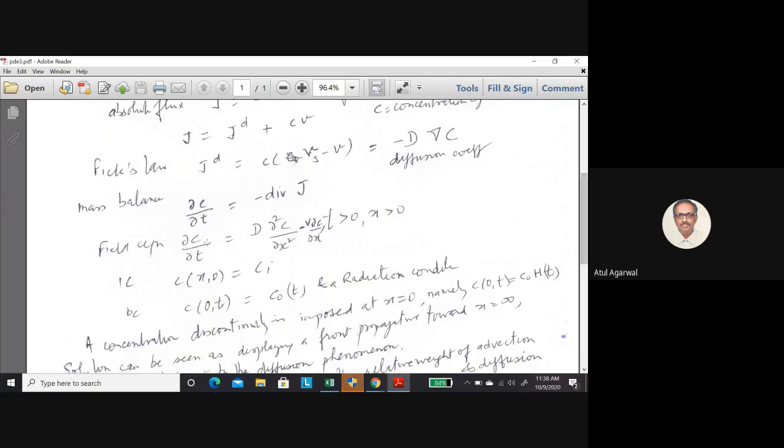Now you see there is a single derivative in time of C, so you have only one initial condition: C(x, 0) is equal to the initial concentration. Then you have two boundary conditions, since you have a second derivative in x. At x equal to 0, the concentration is given. And then you have a radiation condition, meaning at infinite distance the solution should be bounded.